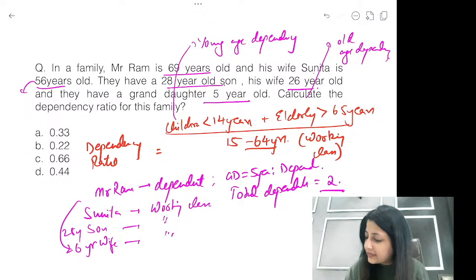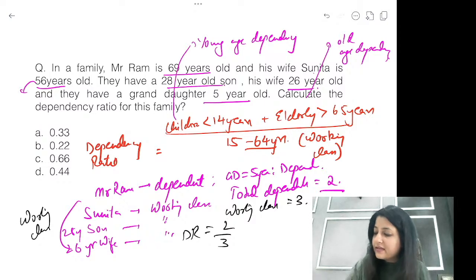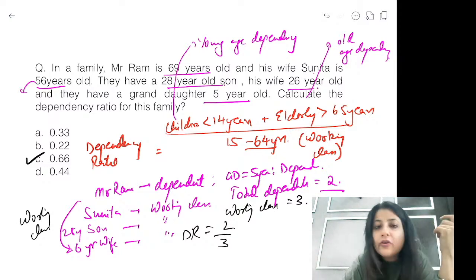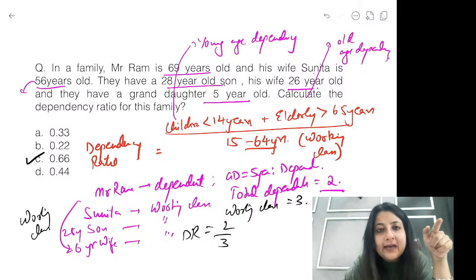And how much is the working class? Working class is 3, right? Working class is how many? 3. So what is the dependency ratio? 2/3. Since I've asked you for the ratio, you can write 0.66. If they asked you in percentage, you would have multiplied by 100. Got it? All you need to figure out is how many dependents there are.